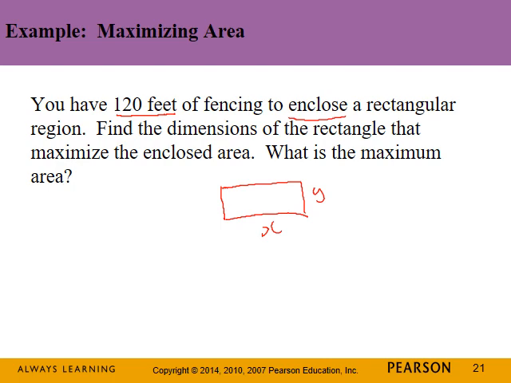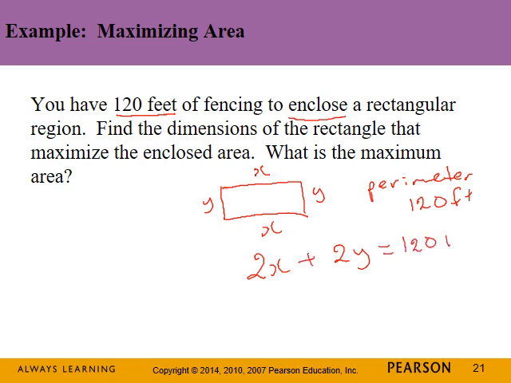And all around it, if you add them up, it's supposed to be 120 feet. That we refer to as the perimeter. The perimeter is 120 feet. And we know that in a rectangle, opposite sides are equal. So that means you have an x, x, and a y, y. That means you'd have two sides that are equal to x values and two sides that are equal to y. And if you add them up, you're supposed to get 120 feet. They're asking us to find the dimensions of the rectangle that maximize the enclosed area. What is the maximum of the area?